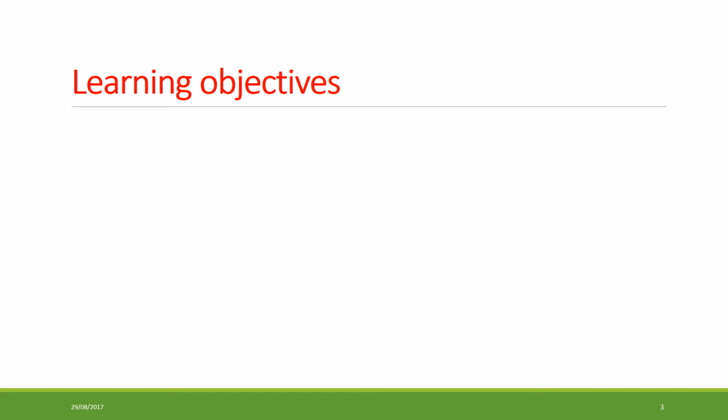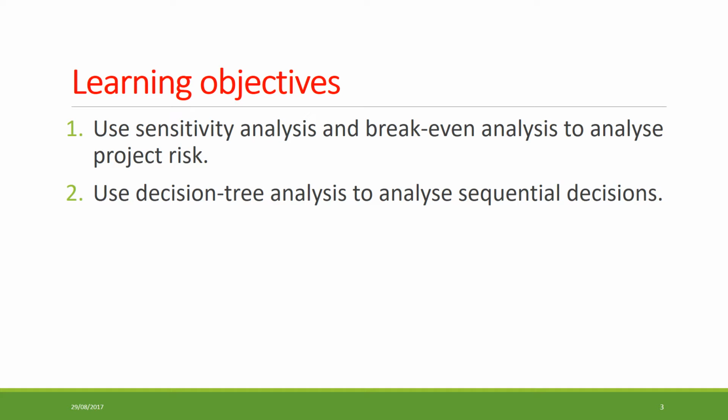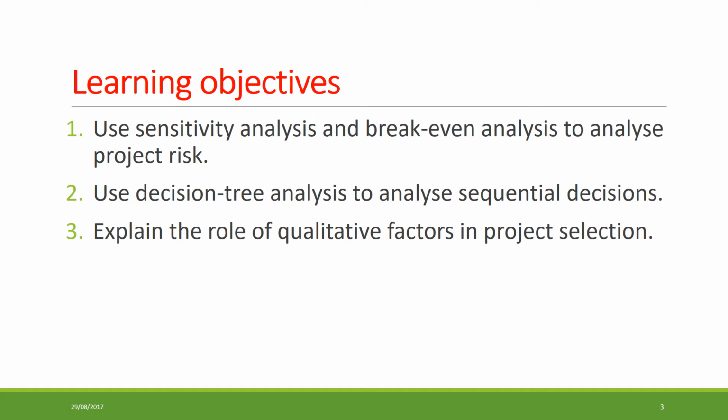So the learning objectives for this topic is firstly to understand the sensitivity analysis and break-even analysis. We then look at the decision tree analysis to take into account the probabilities of different scenarios in the future. We then look at the role of qualitative factors in project evaluation. So the methods that we go through today are quantitative methods, but the quantitative methods have to make intuitive sense as well. So we look at the qualitative factors and we try to see if the qualitative factors are consistent with our estimates.